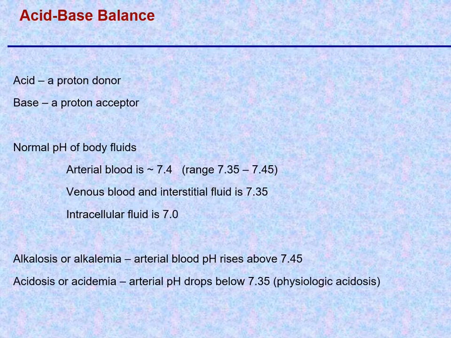Now, alkalosis and acidosis, also called alkalemia and acidemia, but more commonly called alkalosis and acidosis, refer to changes in the condition of the arterial blood when the pH is above 7.45 or below 7.35. A great deal of the importance of the maintenance of acid-base balance relates to the changes in shape of proteins that occur when the pH in their environment changes.